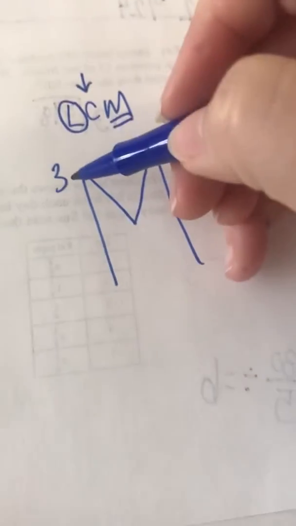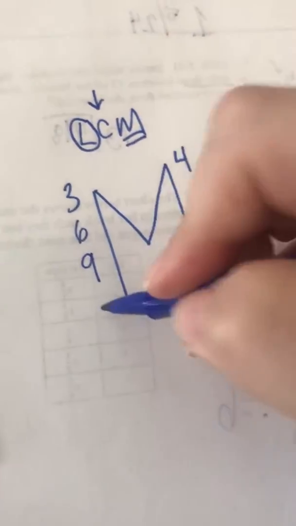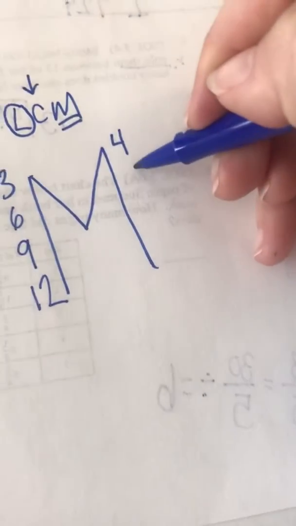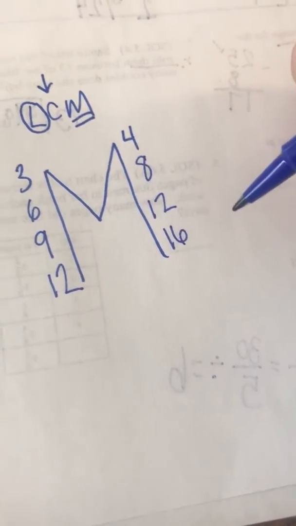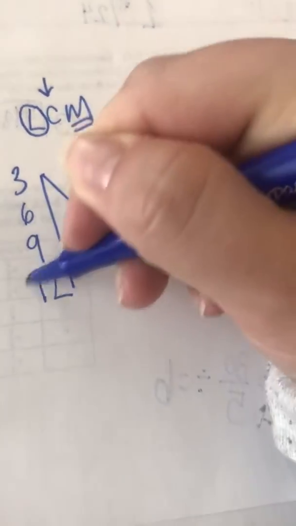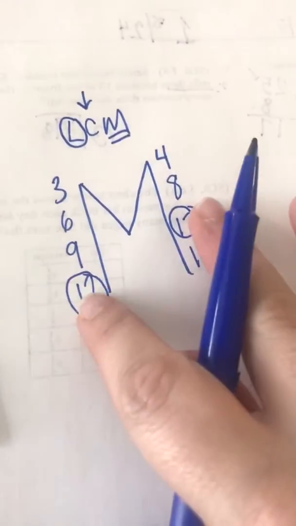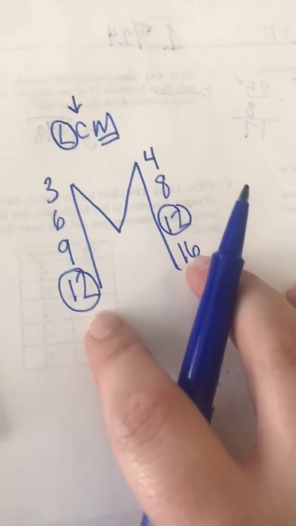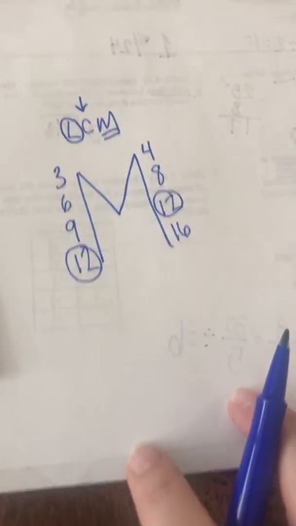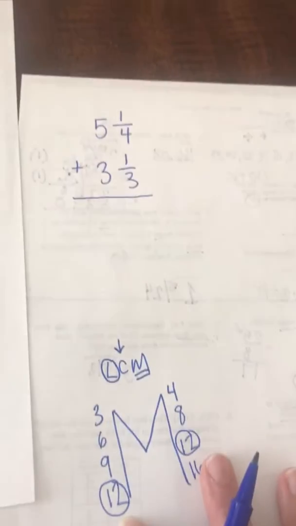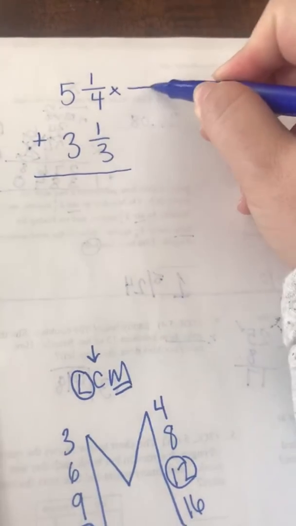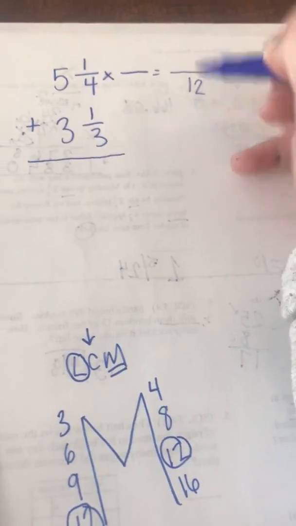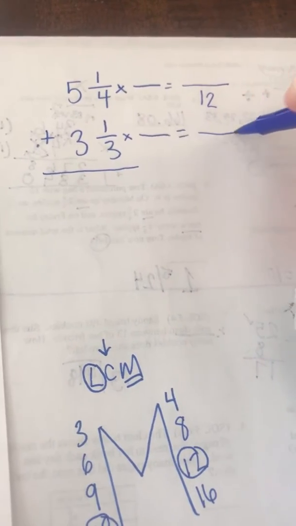So remember, when we're finding multiples, we're skip counting. So 3, 6, 9, 12, 4, 8, 12, 16. Now I'm going to stop right there because I see that they share 12. Now, if you get to the bottom of your list and you have yet to find a common multiple, you must keep going, okay? But I found one, okay? So this means that I'm going to have to change my fractions to have a common denominator of 12. And I'm going to change 1/3 to have a common denominator of 12.